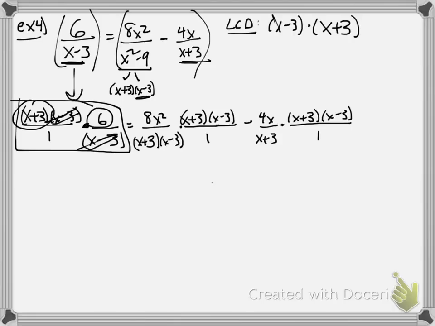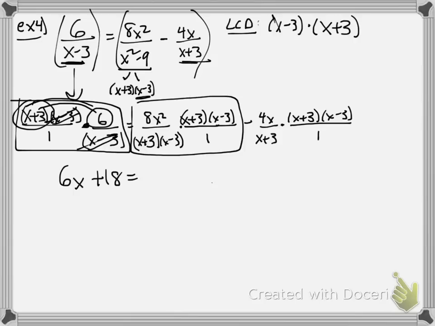Now to save a little time, I'm going to distribute right away and do 6 times x to get 6x and 6 times 3 to get positive 18. Now this is a good term right here, because check out what happens to these denominators. The x plus 3's get canceled and the x minus 3's get canceled, leaving only 8x squared alone here. And on this last term here, I can cancel only the x plus 3 factors, nothing else, and it's kind of ugly. I'm going to have to distribute.